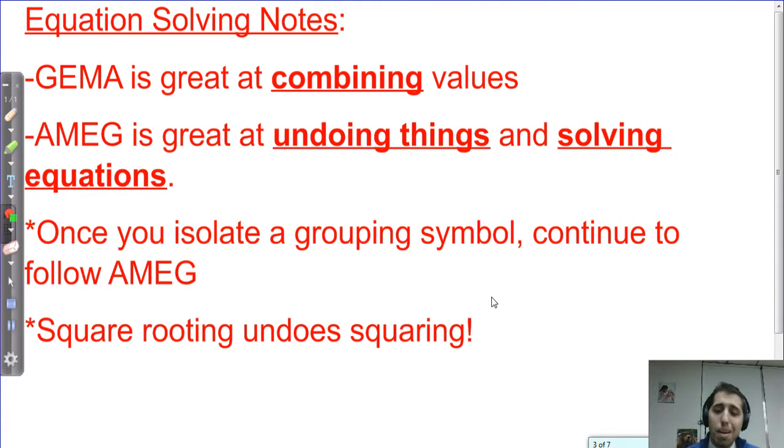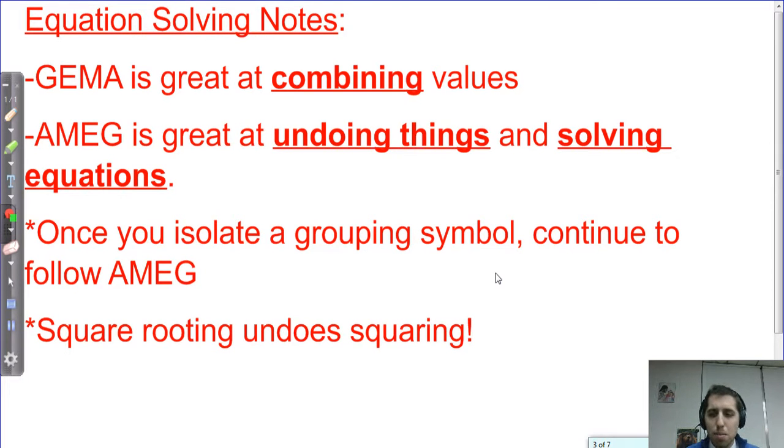So remember, Gemma is good at putting numbers and values together. AMEG is good at undoing things like relationships and solving equations. Two other notes. Once you isolate a grouping symbol, AMEG is going to say to leave grouping symbols as the last thing that we're going to undo. But let's say that you isolate a grouping symbol and it says x squared plus 5. We'll continue to follow AMEG and undo addition first and then undo exponents last.